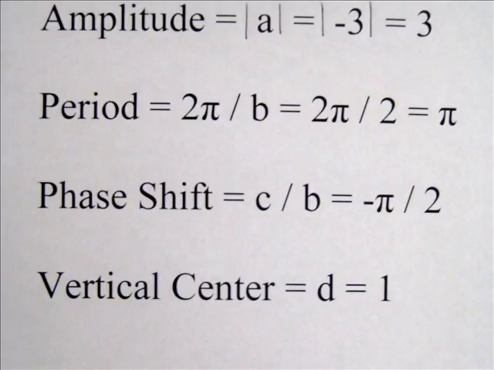And then the vertical center tells us we're shoving the whole curve up 1 unit. So instead of the x-axis being the vertical center, the 1 is the vertical center. So you go from 1 up 3, which gives us 4 as our upper bound, and we go from 1 down 3, which gives us negative 2 at the lower bound, and our curve is going to oscillate between those two values.